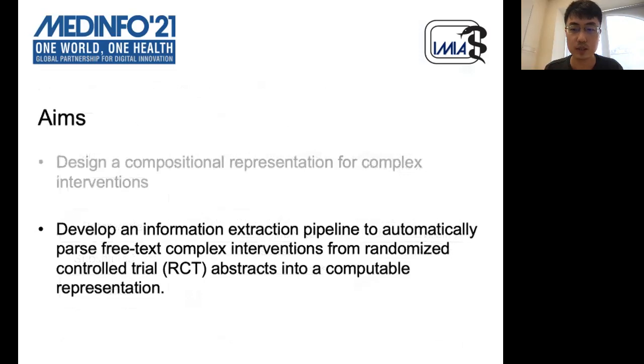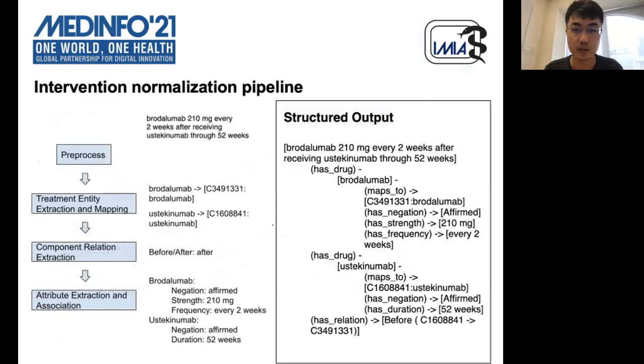With the designed representation, the second aim is to develop an information extraction pipeline. The pipeline contains 4 steps. The first step is preprocess, and the second step is treatment entity extraction and mapping. The third step is component relation extraction, and the last step is attribute extraction and association. And here again, we use the example brodalumab 210 milligram every 2 weeks after receiving ustekinumab through 52 weeks.